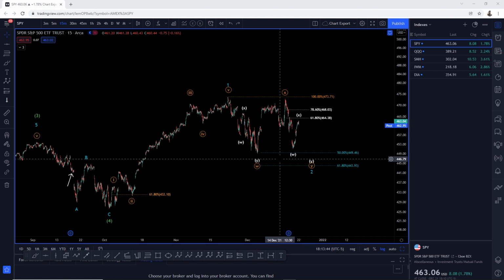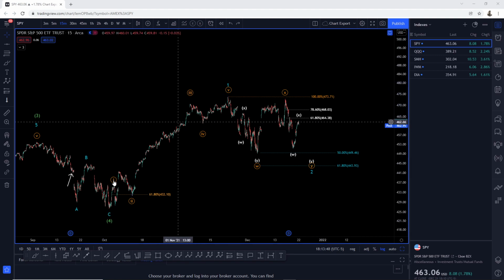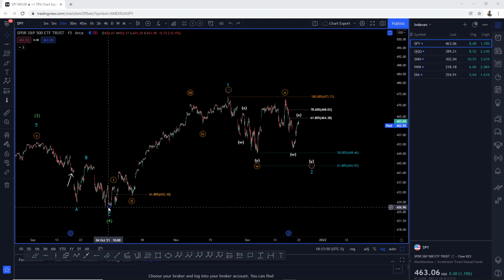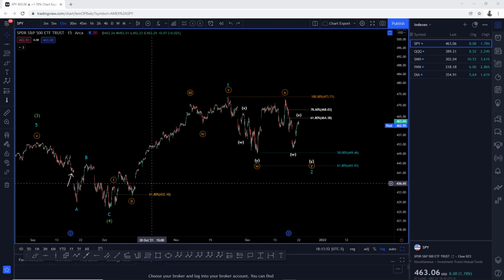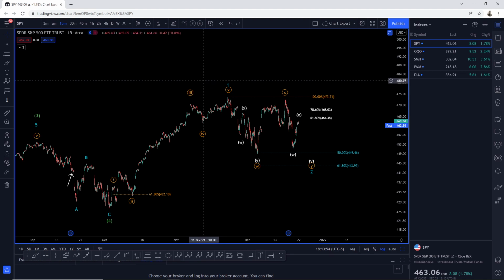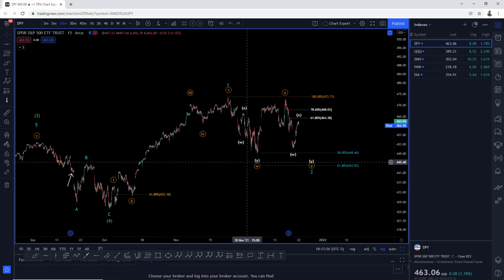Now, the SPY here on the bearish interpretation, reviewing back from the October 4th low, we got five waves up. This is a clear five-wave trend. We're now in this corrective sideways consolidation effort. There's a lot of mixed bag going around.